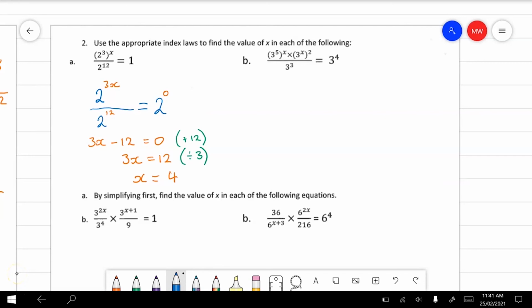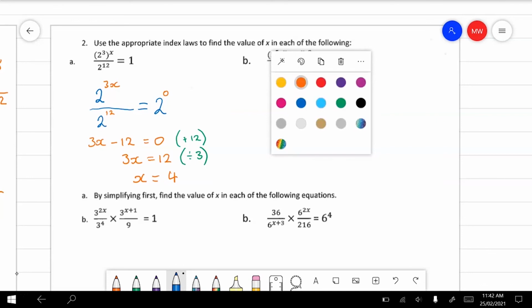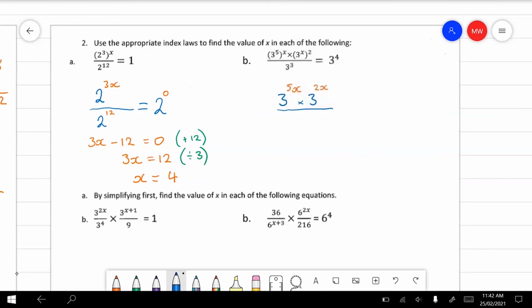Question 2B, similar to 2A. So what we've got is we'll strip it out. I notice that everything's 3 to the power of something, so we can compare all of these, which is great. So we've got 3 to the 5x times 3 to the 2x, and I'll just make that little 2x orange so that it follows our colour theme. And then down the bottom we've got 3 to the power of 3, and that equals 3 to the 4.